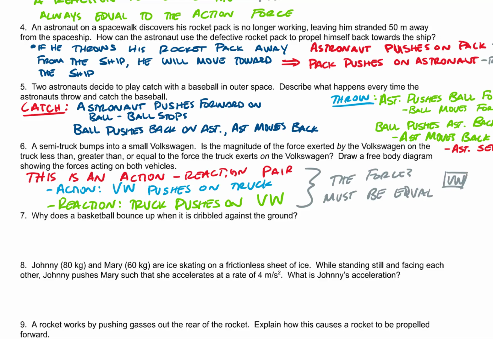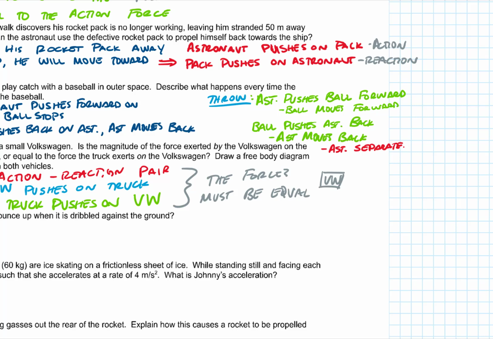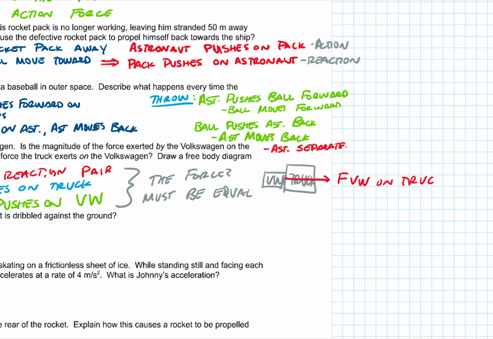So if we look at a little picture of what's going on, we've got the VW careening into the truck. The VW applies a force to the truck. That's the force from the VW on the truck. And then the truck puts an equal and opposite force back on the VW. That's how that action-reaction pair works.